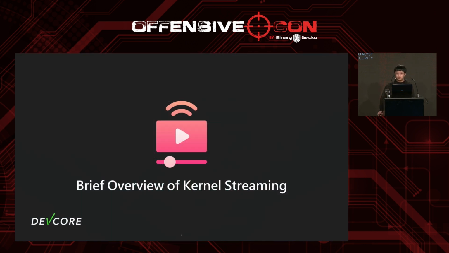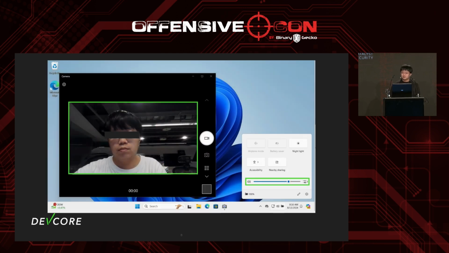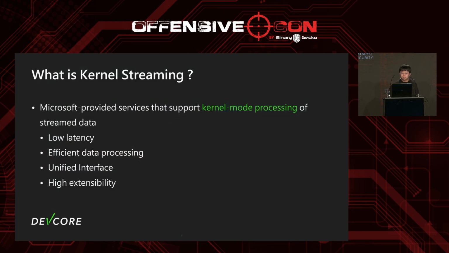Let's quickly go through kernel streaming first. On a Windows system, when you open the webcam or audio devices such as a microphone, the system needs to read or write relay data such as your voice and captured imagery from your device into your RAM. It is essential to read data into your computer more efficiently. Microsoft provides a framework called kernel streaming to handle this data.